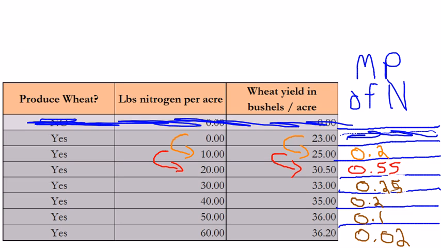Now I'd like you to notice two things. One is when we go from 0 to 20 pounds of nitrogen per acre, the marginal product is rising. At first we just get 0.2 bushels for every additional pound of nitrogen we apply, but as we keep applying more, we're getting 0.55 bushels per pound of nitrogen. Over this range, we see that nitrogen is becoming more productive, and that's why over that range it's in stage 1 of production.